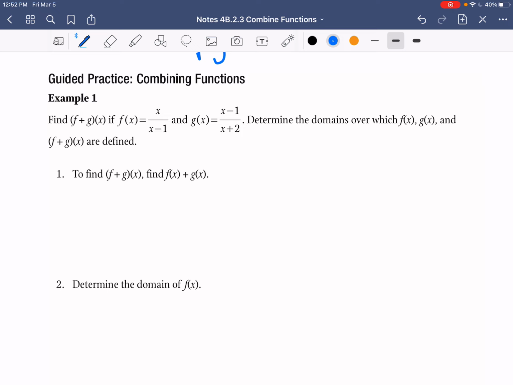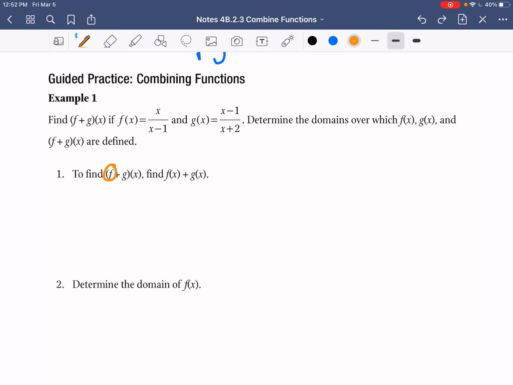by x minus 1 and g of x is equal to x minus 1 over x plus 2. Determine the domains over which f of x and g of x and f plus g of x are defined. So these are rational expressions. We learned these in Math 3 first semester. So we want f plus g.